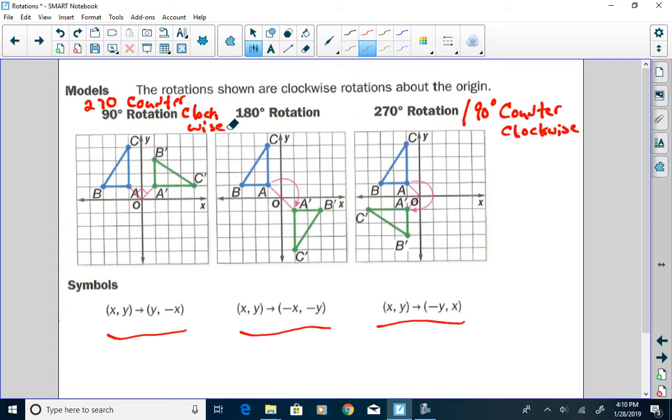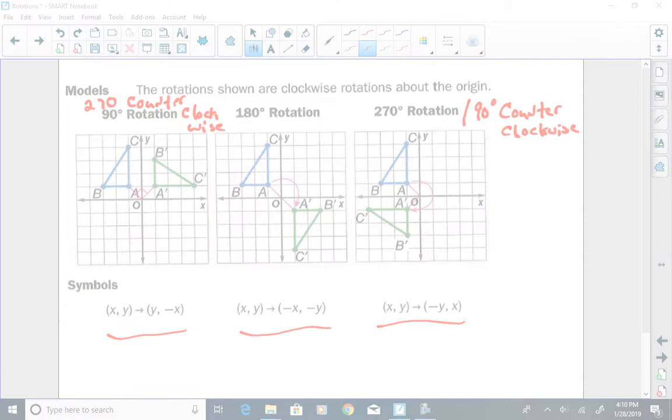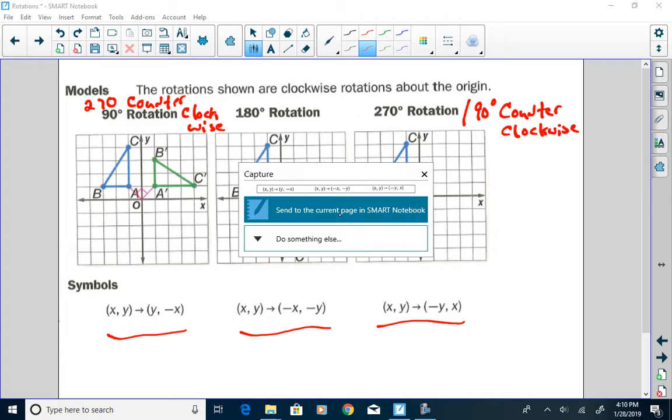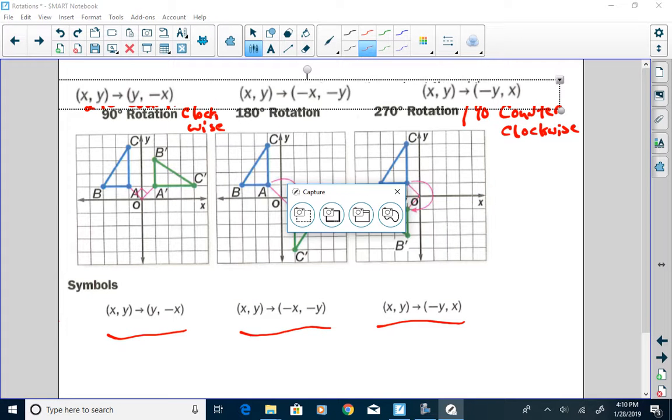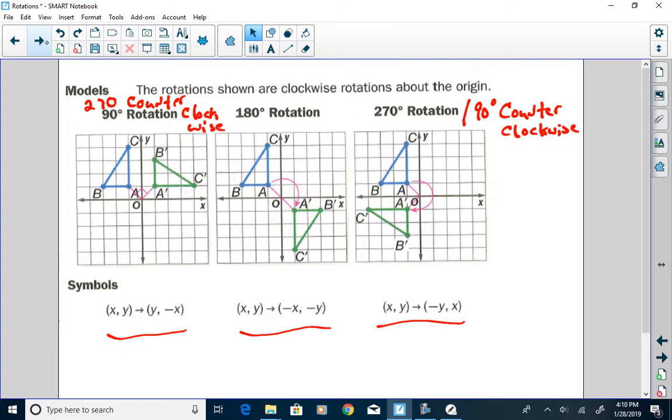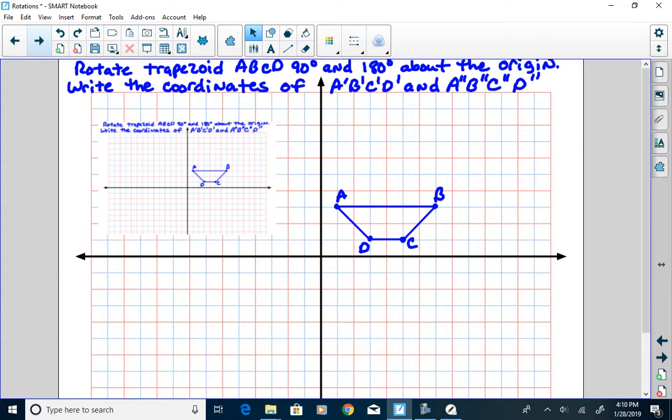And I'm going to take those rules and copy them, because we'll probably be using those rules over and over again. Right, send to the current page, and I'm just going to cut that, and then this way we can paste it where we need it. Okay, let's look at our next example.